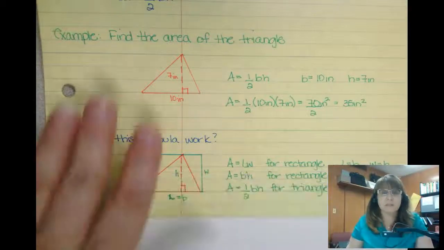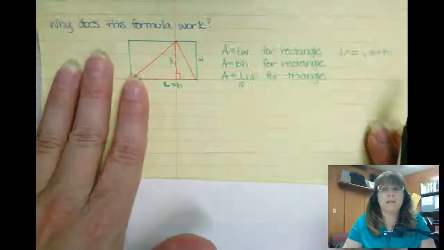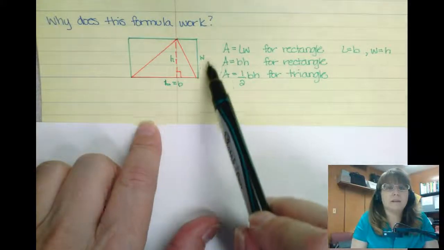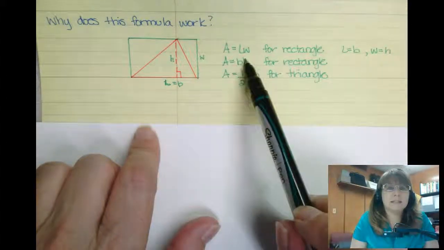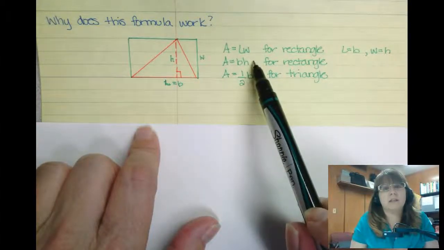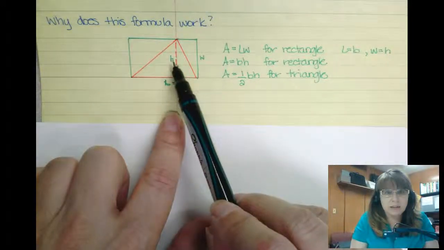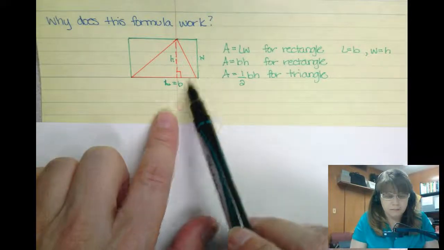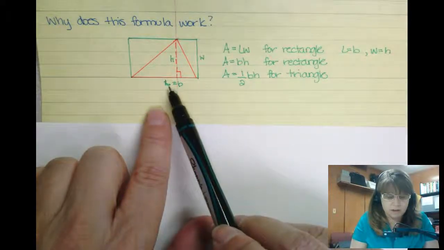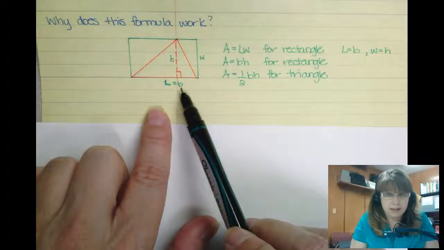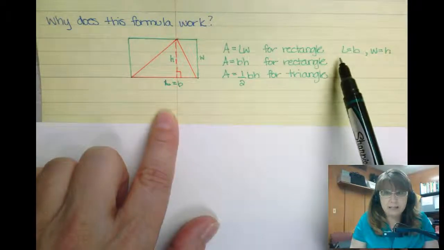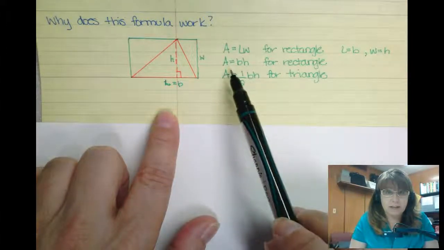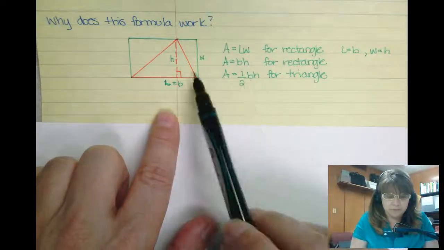So why does the formula work? If you remember back, the area of a rectangle is length times width. Okay? If you can see that the height of our triangle is exactly the width of the rectangle, and the length of the rectangle is our base of our triangle. So if we say L equals B and W equals H, for the rectangle, our area is now B times H.